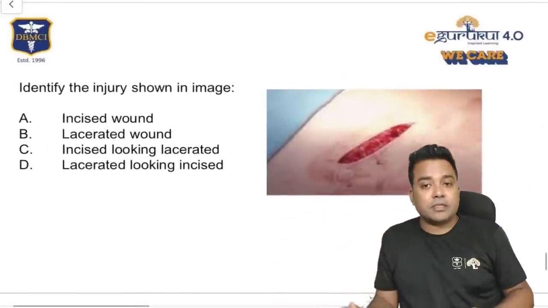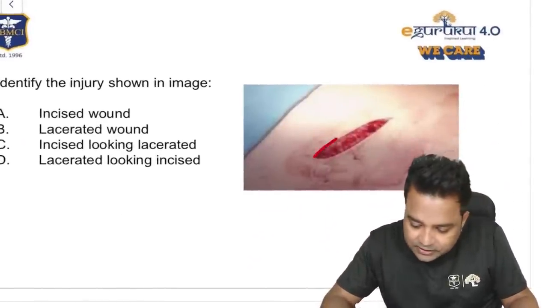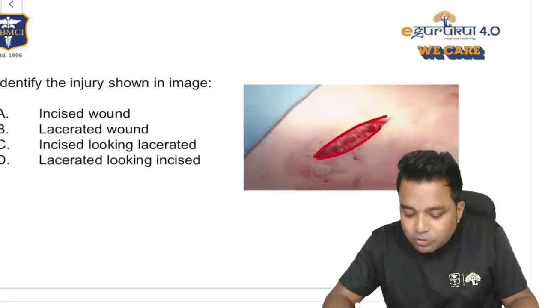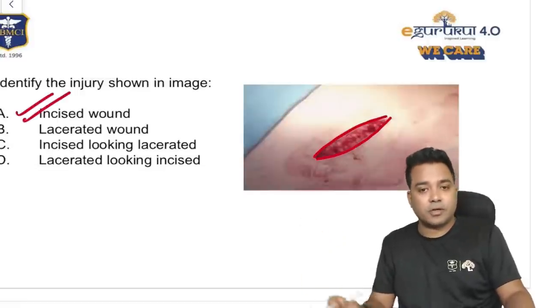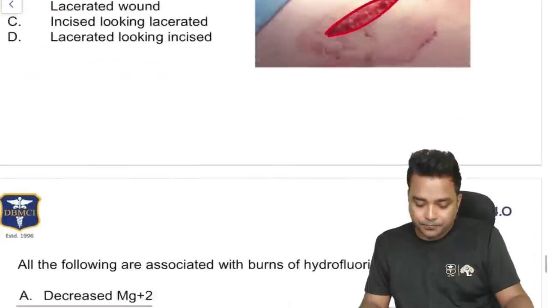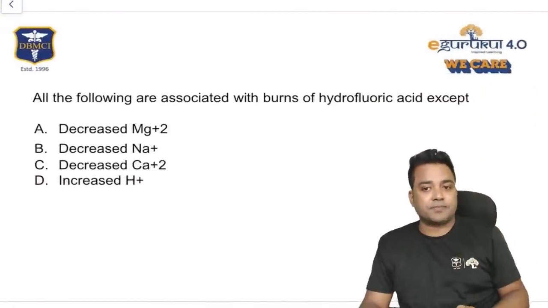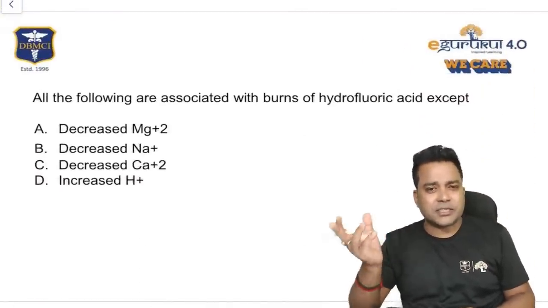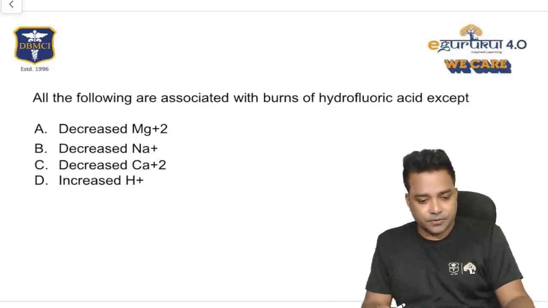Answer this one: identify the injury shown in the image. The moment you see clean cut margins, and there are no tissue connections, it has to be an incised wound. Without any doubt, it has to be an incised wound. These simple single one-liner questions are asked here and there in JIPMER exam, PGI exam, so I have clubbed those questions for you all.